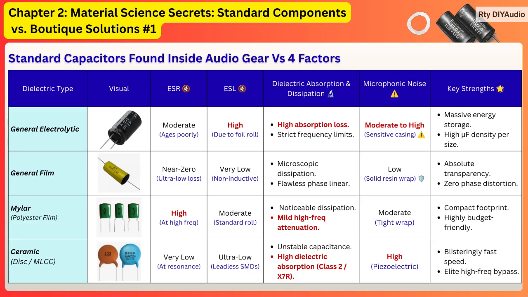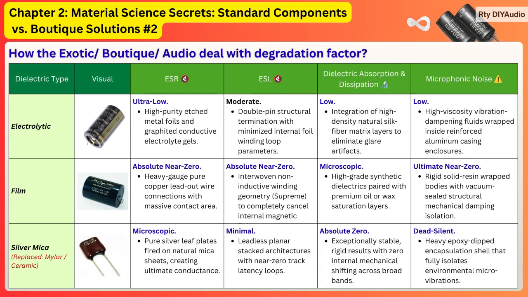To bridge the gap to high-end audio, you must look past basic capacitance values and identify these standard industrial limits. Now let's transition to part 2, deep diving into premium boutique solutions. Let's reveal exactly how top-tier manufacturers apply elite material science to eliminate these standard bottlenecks, proving that high-end pricing is backed by absolute technical purpose.